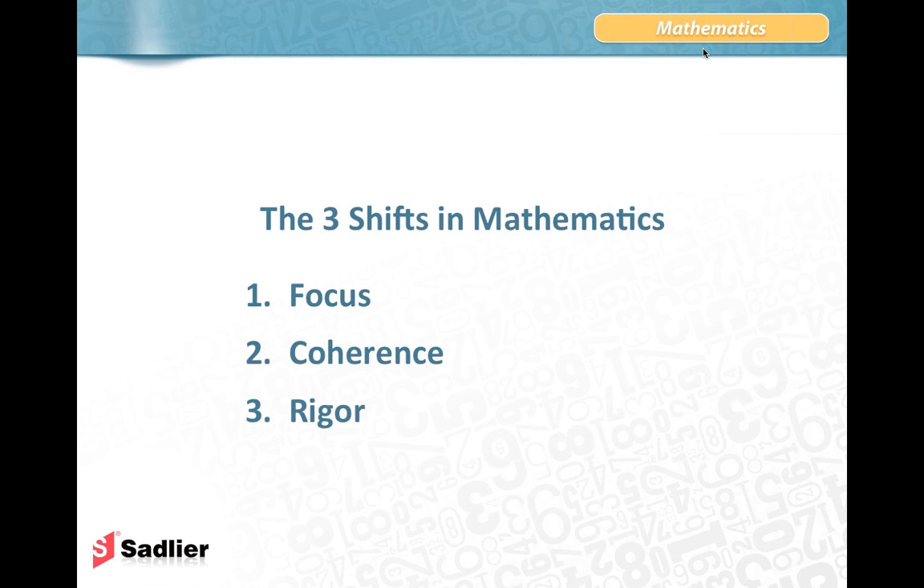So focus is where the United States curriculum, remember, was criticized as being a mile wide and an inch deep. And so what Common Core wants us to do is focus on fewer topics. So we want to go in more depth on fewer topics so students really understand math and make sense of math. Coherence is where we want our students to make connections within math. So make connections within the grade level between topics in math and across the grade levels.